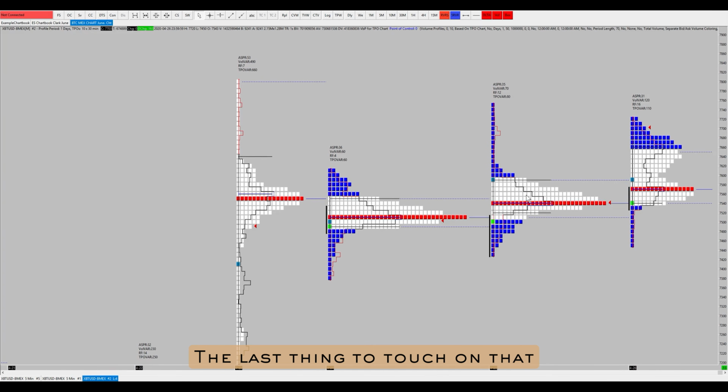The last thing to touch on that we're going to get more into as we move forward, these values right up here. So above each one of these sessions, you'll see that I have 4 different values, and we're going to be using these frequently. So the first one is ASPR. That stands for average subperiod range.